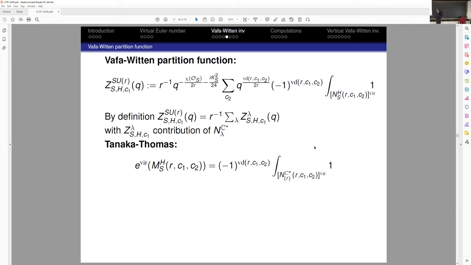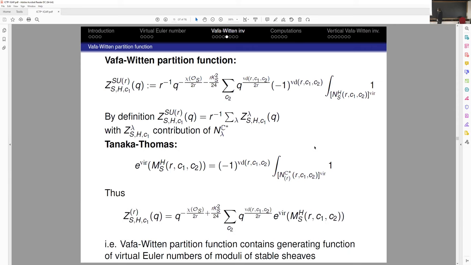And then it's not difficult to prove that everything matches up nicely with the obstruction theory and so on, so that up to sign, this virtual number of points of this thing is equal to the Euler number of this moduli space of sheaves. And so we get in particular that the part of the partition function corresponding to the trivial partition, up to this renormalization, is just the generating function for the Euler numbers of the moduli spaces of sheaves on the surface. So in particular, we see in what sense this Vafa-Witten partition function contains the generating function of the virtual Euler numbers of the moduli space of stable sheaves. Okay.